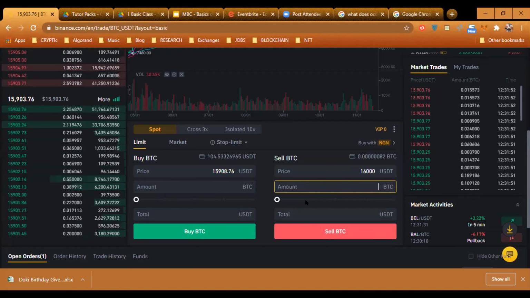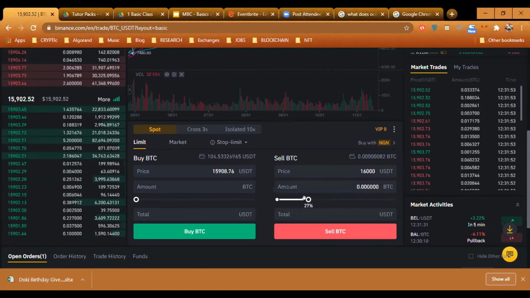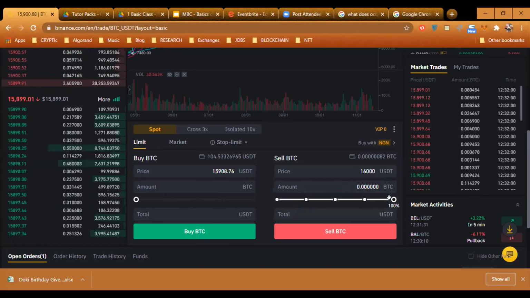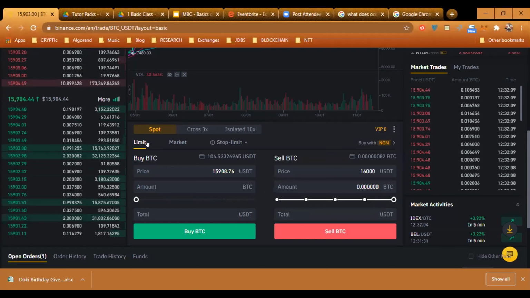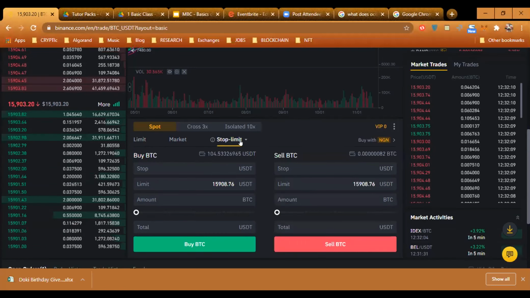$16,000. I put the amount of BTC I want to sell, maybe 27% of the BTC that I have, or 75% of all of it. I input that. It will show me how much USDT it will be, and then I click on sell. So this is limit order, this is market order, and then this is stop limit. Let me show you stop limit.